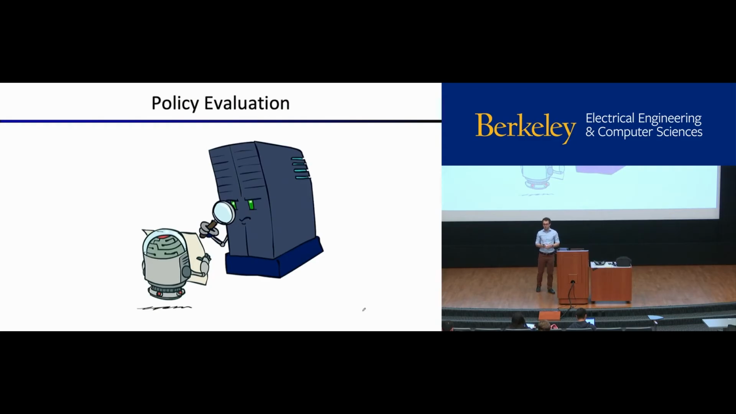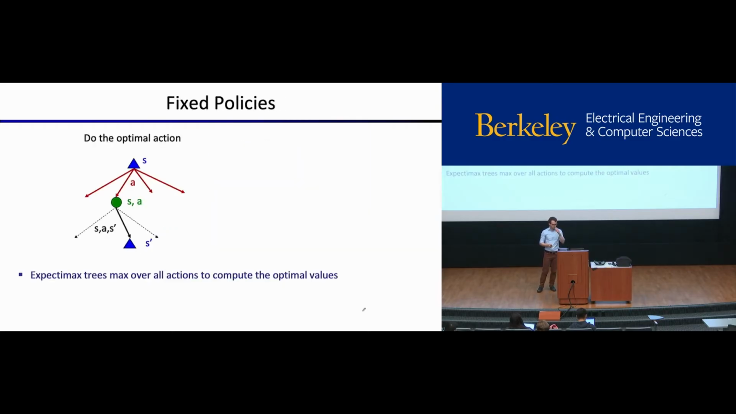So policy evaluation is saying, here's a policy, tell me how good it is. How much value does this policy get, please? Before, we were just going to do the optimal action. So we would be at this maximizer node and try to figure out the max over all these actions. But if someone just hands us a policy and says, here's your policy, how much value does this policy get? That's a different situation.